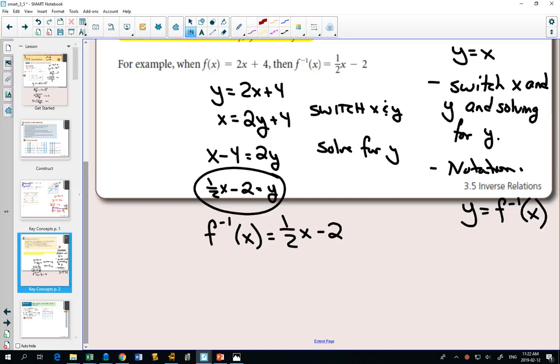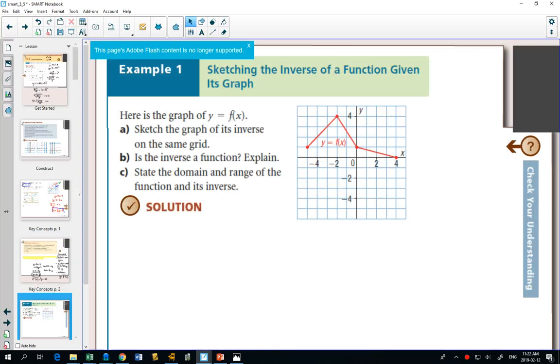So this is the last kind of transformation we're going to look at, reflecting over a diagonal line, y equals x. Whenever you're switching your x and y and solving for y, that's algebraically how you can find the equation. Some new notation that we have to know: y equals f inverse of x. And so now we can look at example 1.